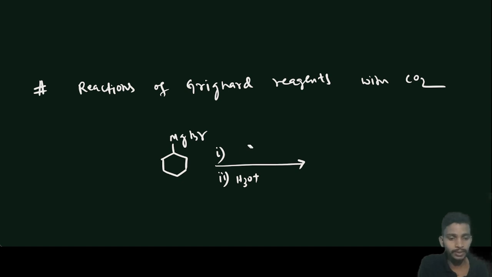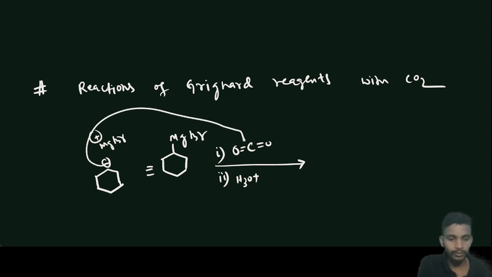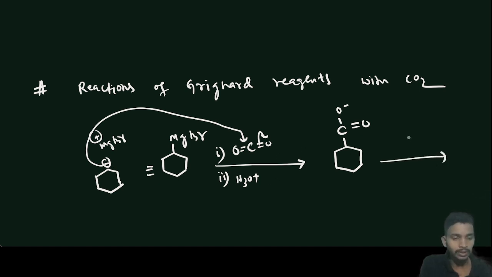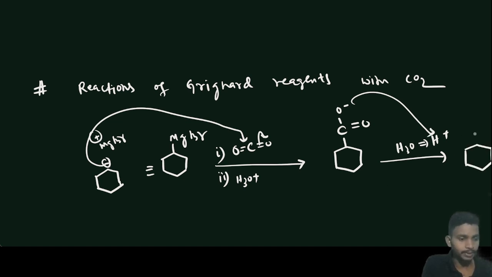This carbon dioxide is very polar. The carbon is positive and the oxygen is negative, and the Grignard carbon is negative with MgBr positive, and it will attack this group. So it becomes a carbon with one O minus and another double bond O. Now if you do the hydrolysis, it gives H plus, which attacks here, and we form a carboxylic acid.